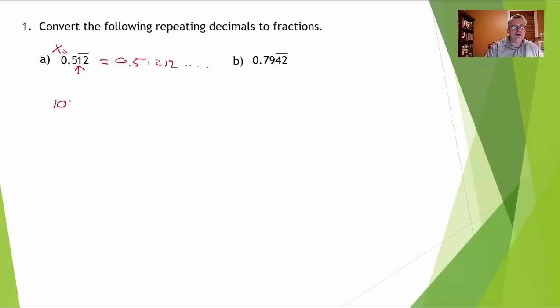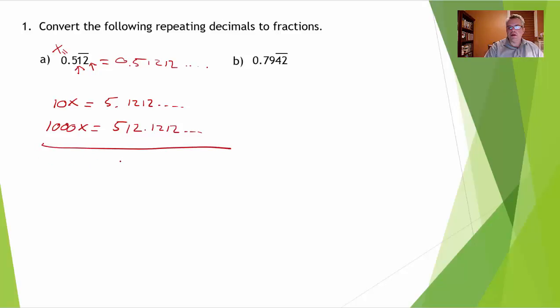So 10x would be equal to 5.1212, etc. repeating. If I multiply our original number by 10, the decimal place would be right there before the 1. Now, the second step is to multiply by a power of 10 that would move the decimal to the end of the first pattern. We want to move the decimal place 3 places, so we multiply by 1,000. So 1,000x, that moves it 3 places, and we have 512.1212 repeating.